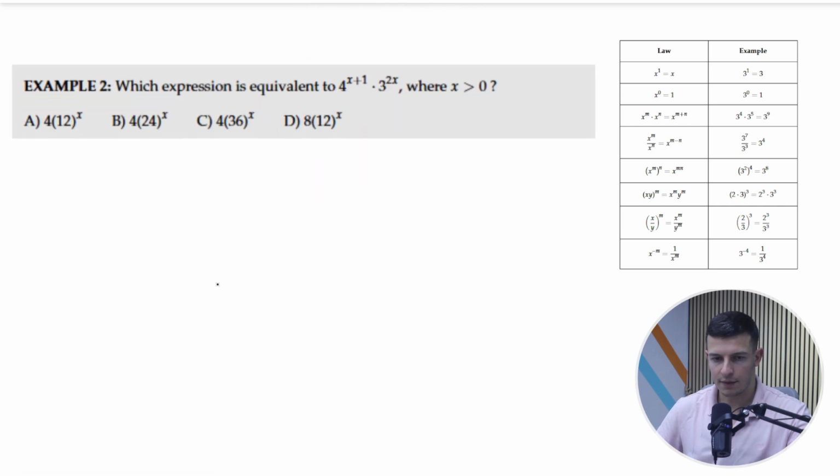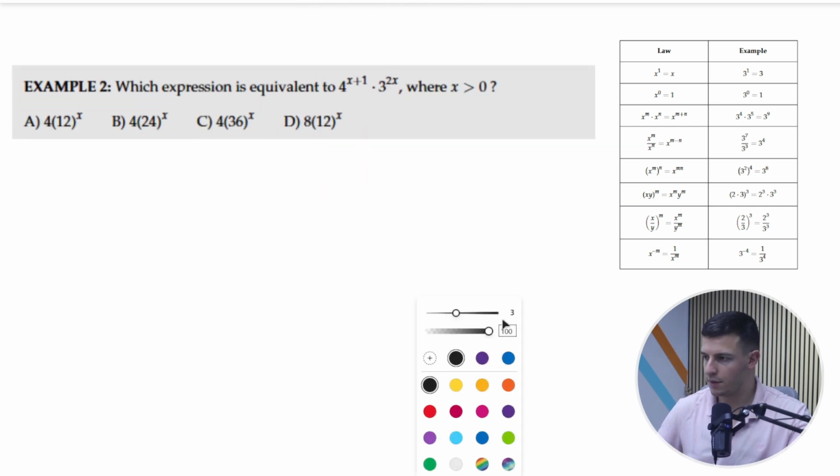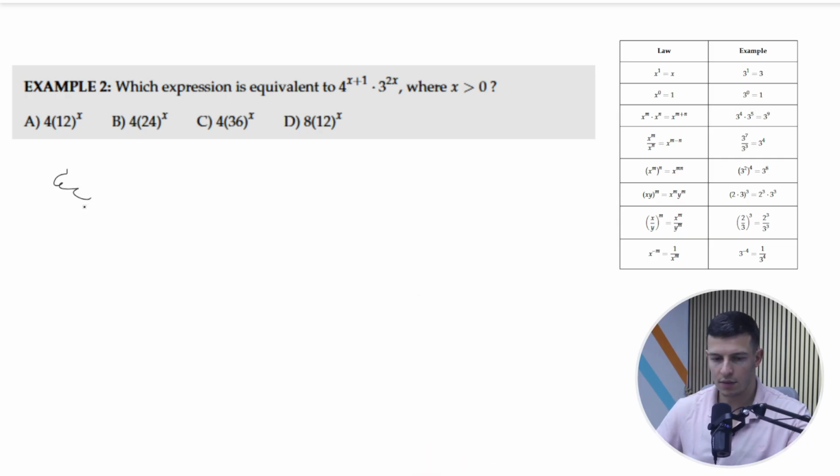Okay, let's continue. I do want to change my pen, make it a little bit thicker actually. Let's try this out.